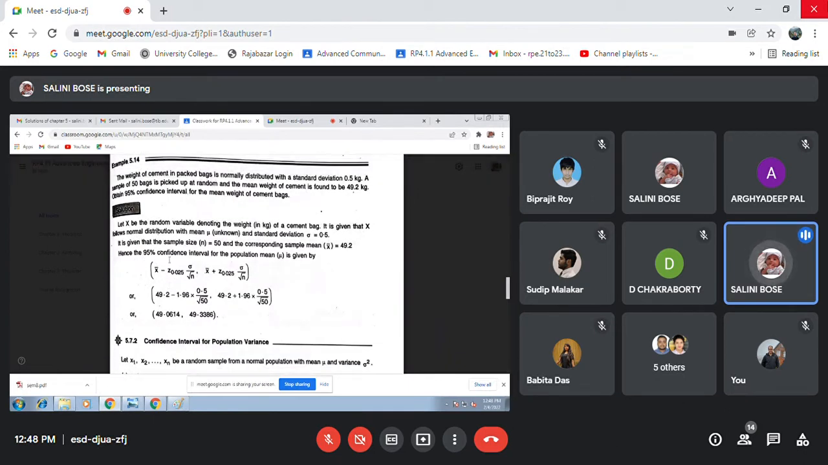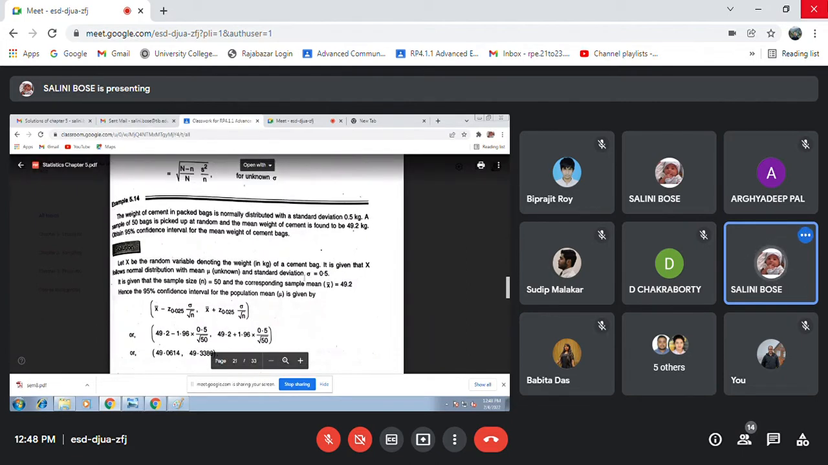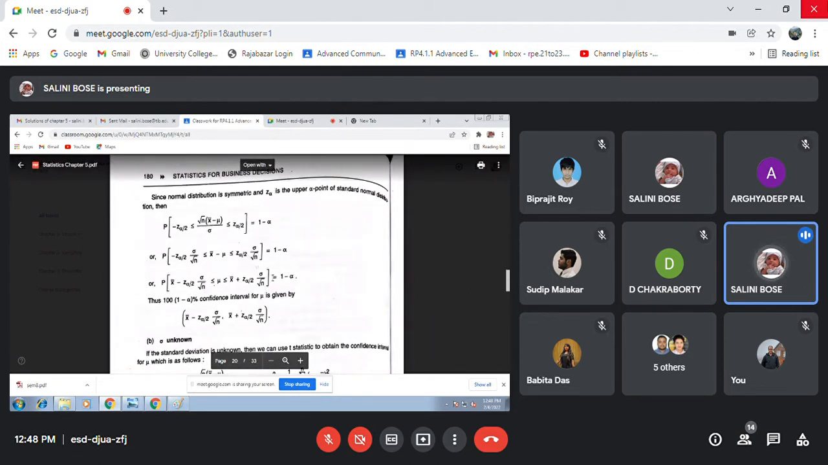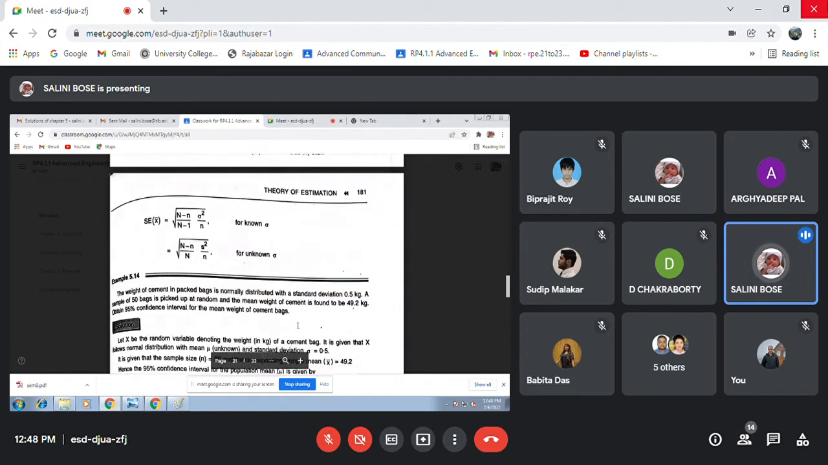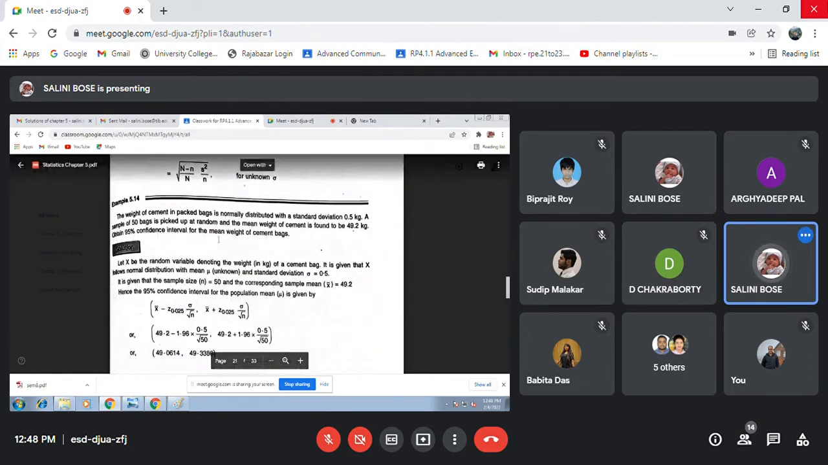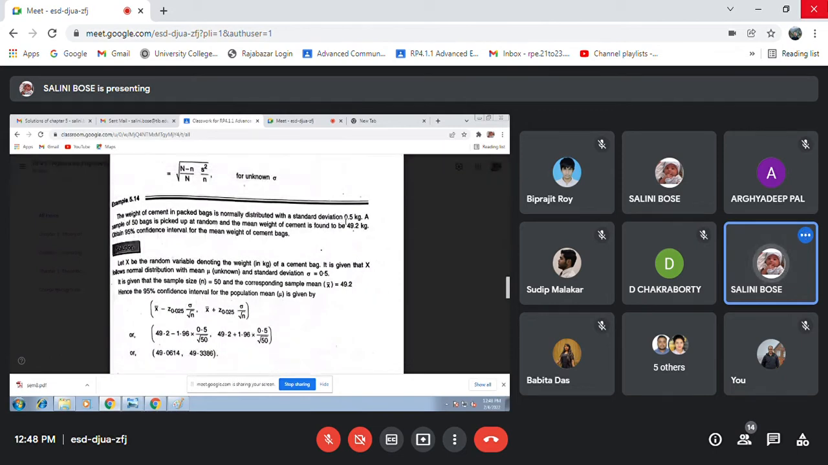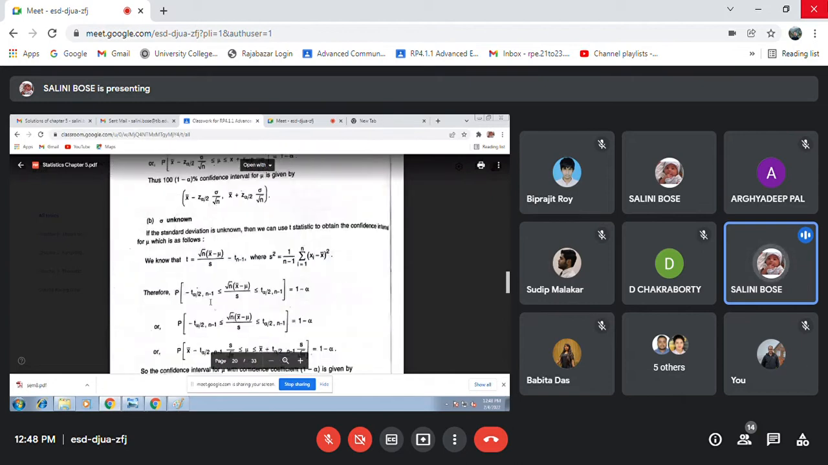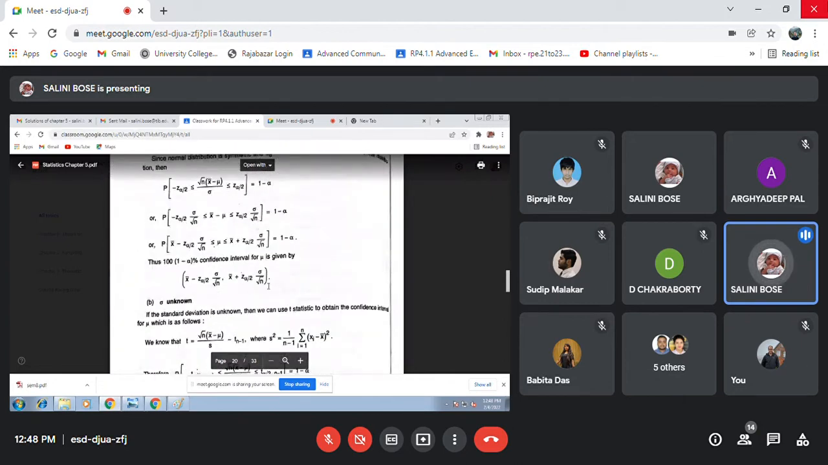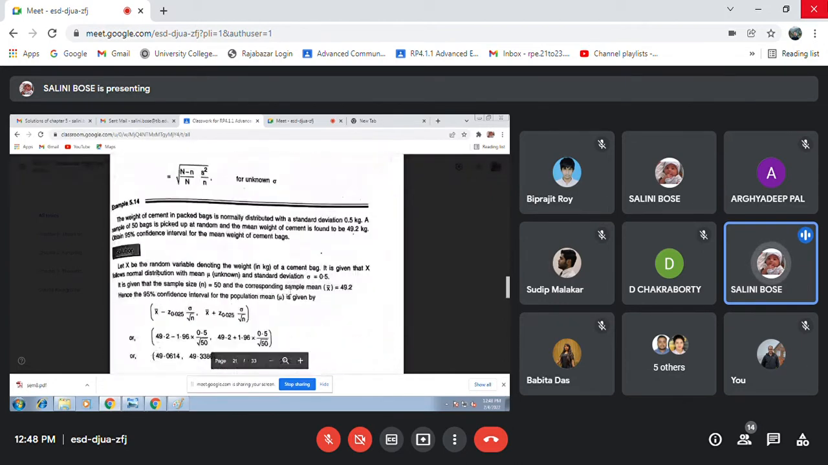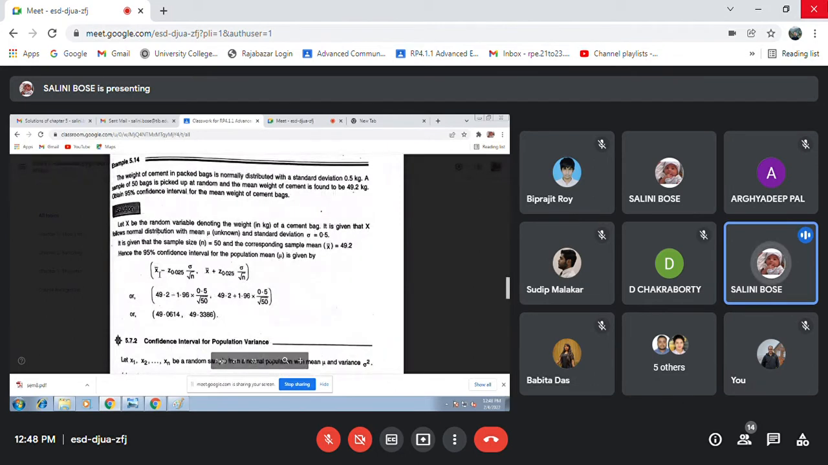So for the 95% confidence interval for a normal distribution, you get this equation. It lies between X bar minus Z alpha by 2 sigma by root n to this. Why? Because sigma is known here. Just see, the standard deviation is given. Sigma is known, so when sigma is known we can go for the Z distribution, and that is the formula. You have to remember the formula. So the intervals are this.